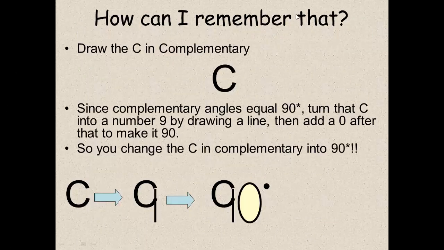How can I remember that? Draw C in complementary, okay? Since complementary angles equal 90 degrees, turn that C into the number 9 by drawing a line, then add 0 after that to make 90. Remember, at the C letter, draw the circle and write 90, then the complementary angle equals 90. Remember, this is just for remembering.